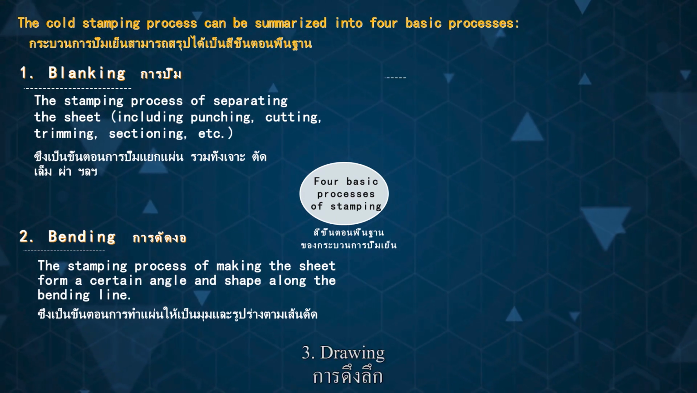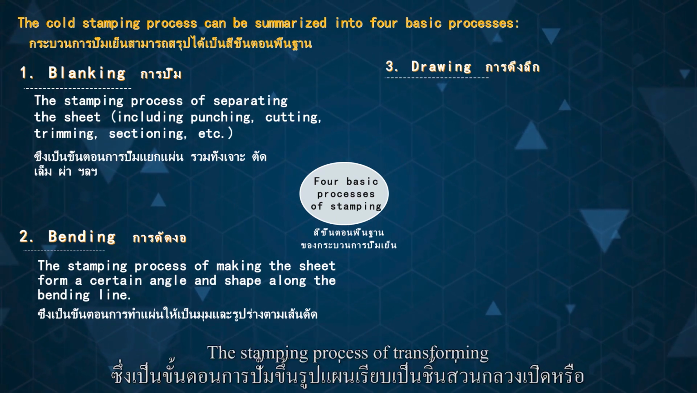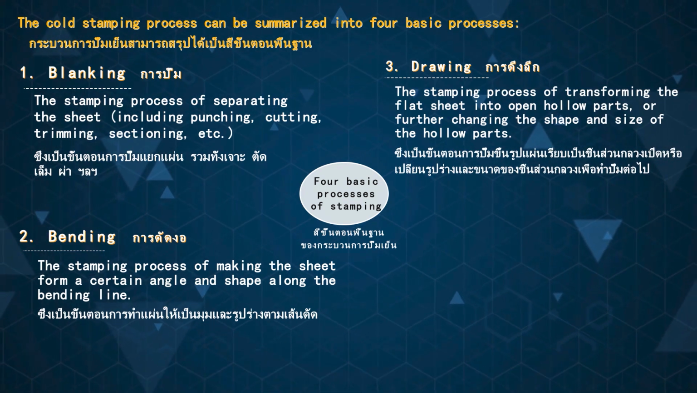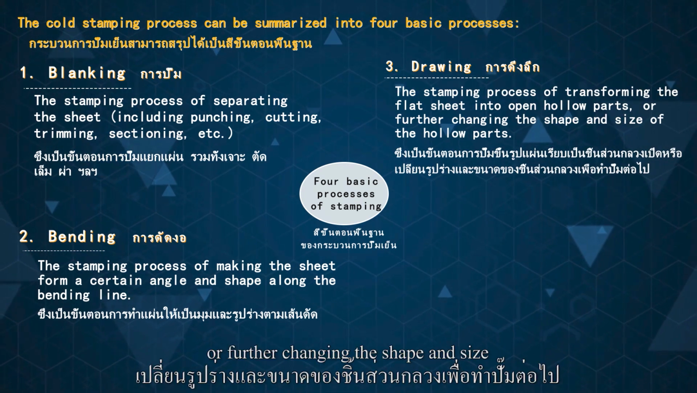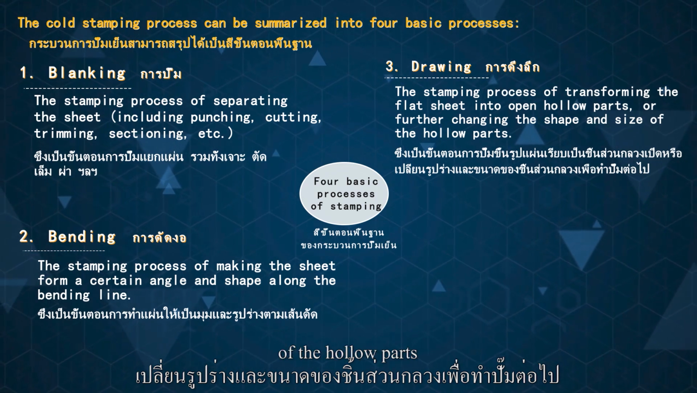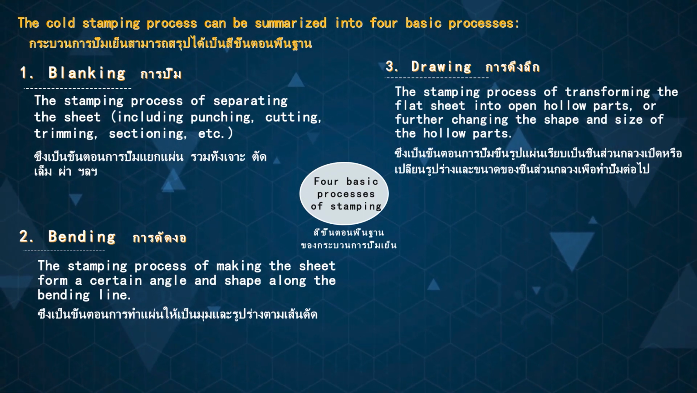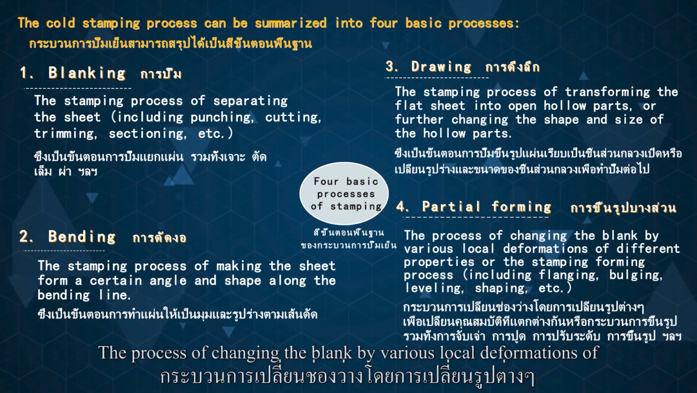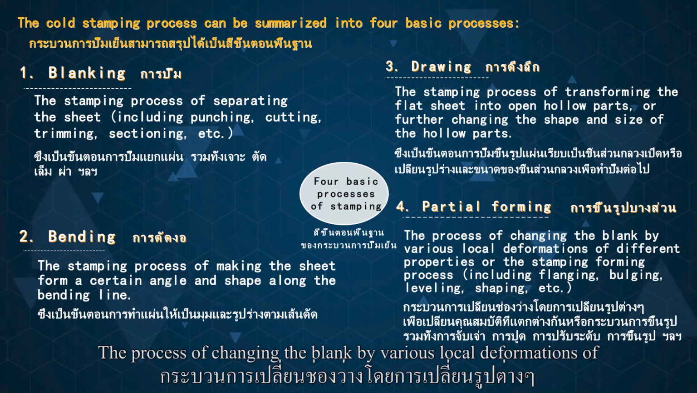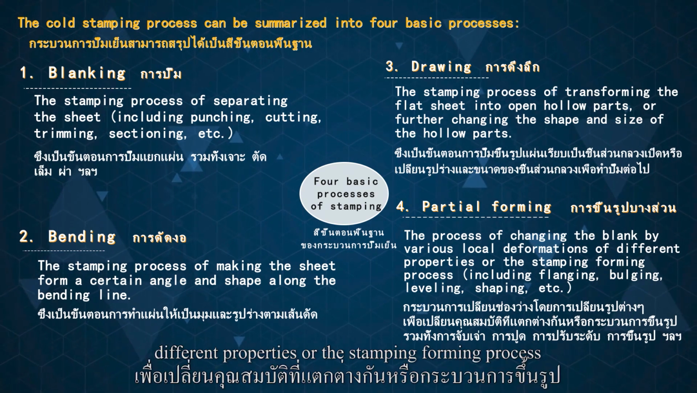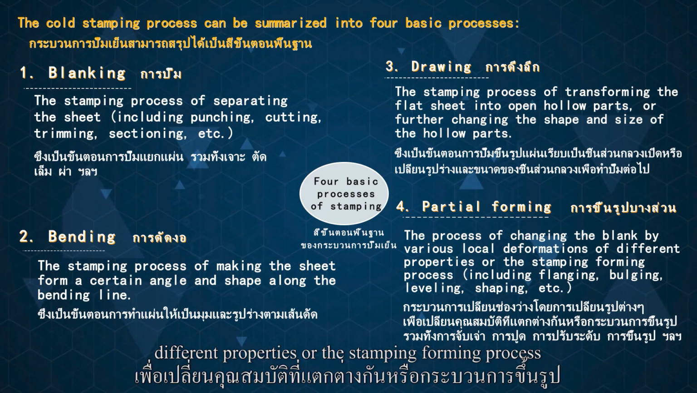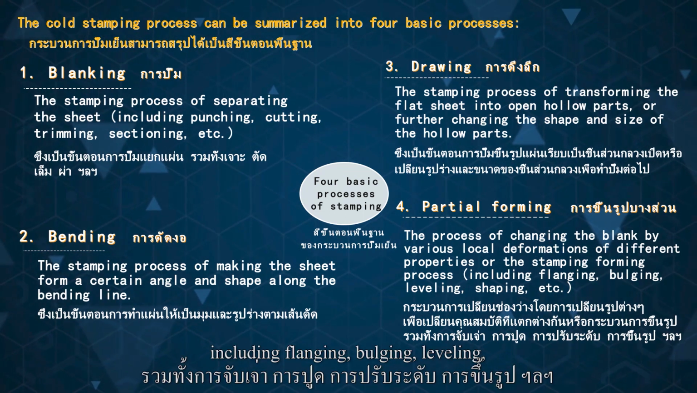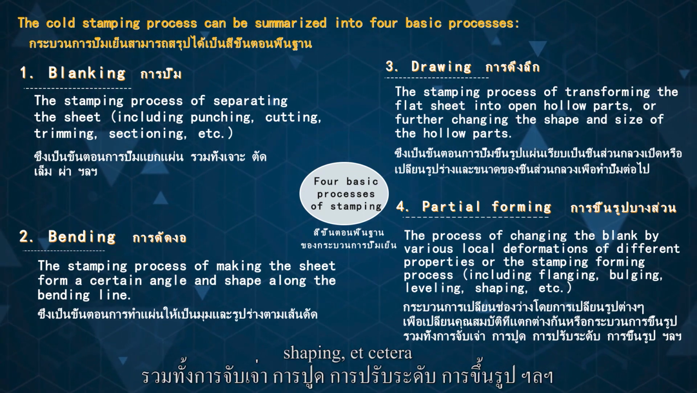3. Drawing. The stamping process of transforming the flat sheet into open hollow parts, or further changing the shape and size of the hollow parts. 4. Partial forming. The process of changing the blank by various local deformations of different properties, or the stamping forming process, including flanging, bulging, leveling, shaping, etc.